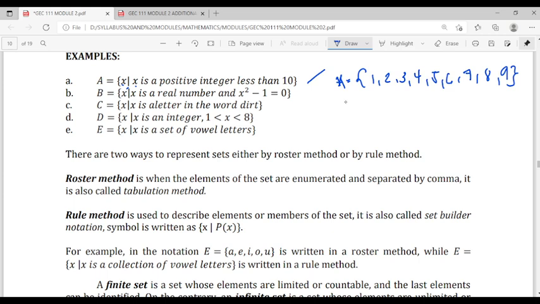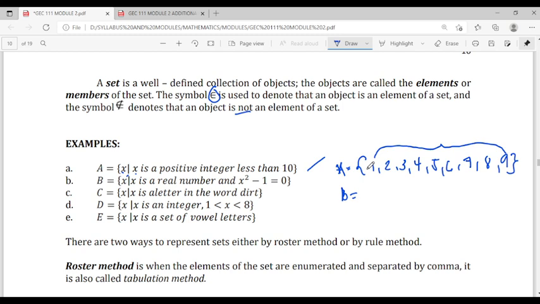So, in set A, what are the elements? These are what we call the elements of our set A. So, these are our elements. Or in symbol, we have this.